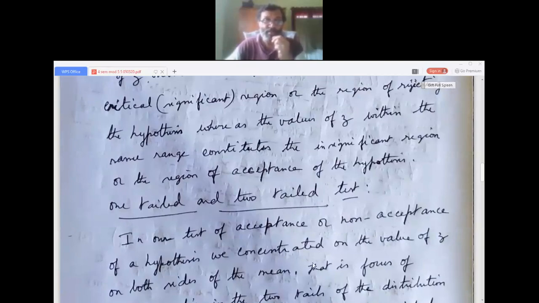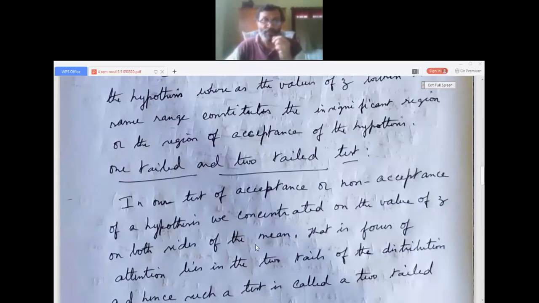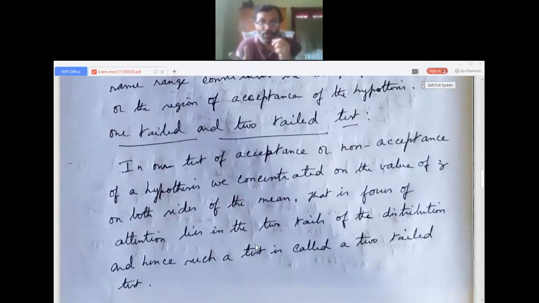We concentrate on the value of z on both sides of the mean. The mean is in the middle. That is, the focus of attention lies on the two tails of the distribution, the endpoints, and I have shaded it. You can see the diagram. Hence such a test is called a two-tailed test. It is concentrating on the tails, so it is called a two-tailed test.